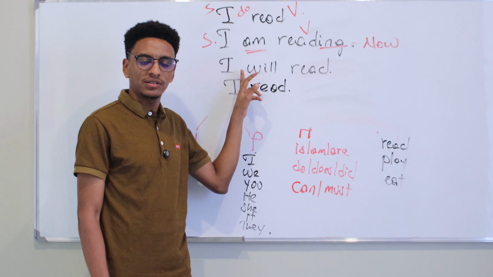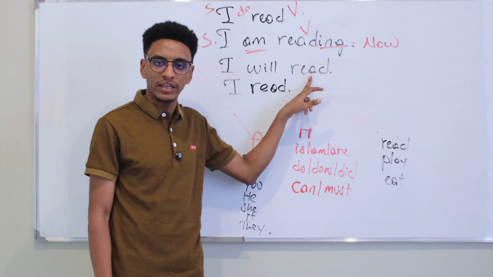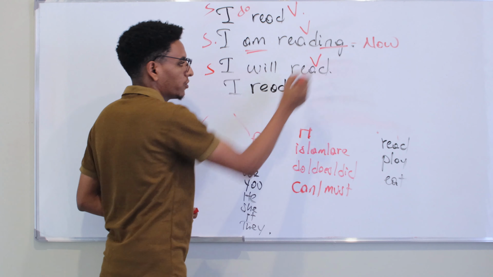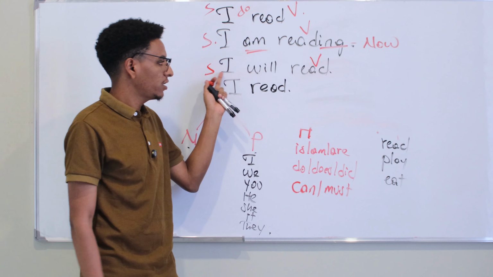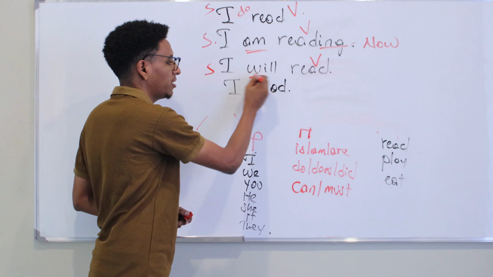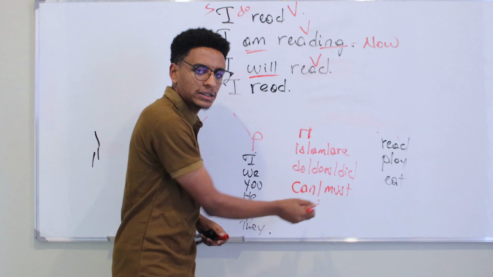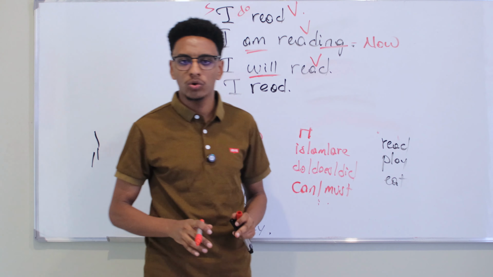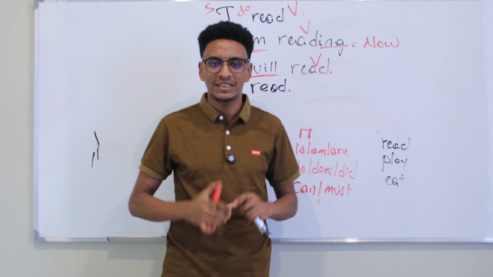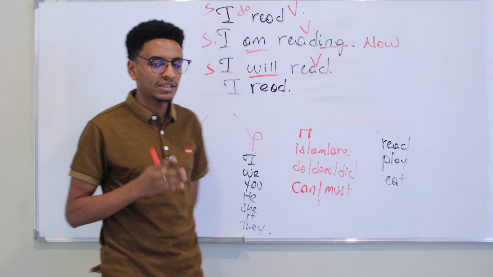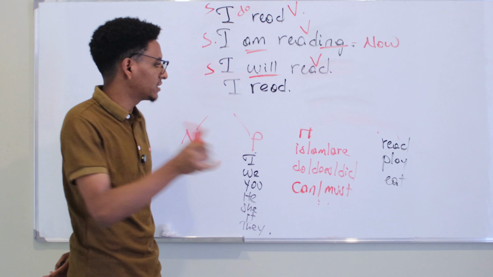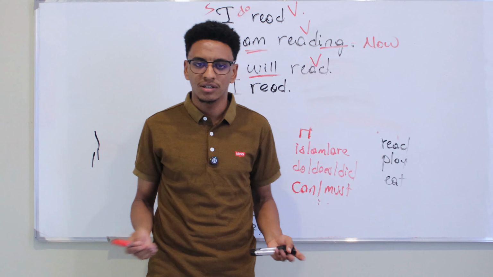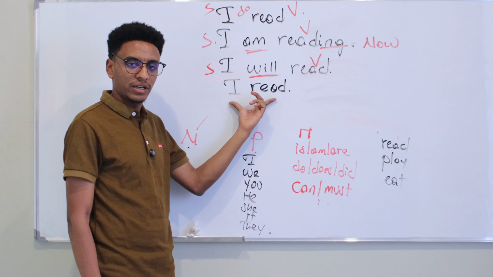The third example is this one. I will read. This is my subject. This is my verb, okay? I will read, and this is my helping verb. As I told you, modals are also helping verbs. Can, must, should, will, they are all known as modals, and they are considered helping verbs. So whatever sentence I make, I only need three things: my subject, my helping verb, and my main verb, and I got my sentence. The past is this one, I read.